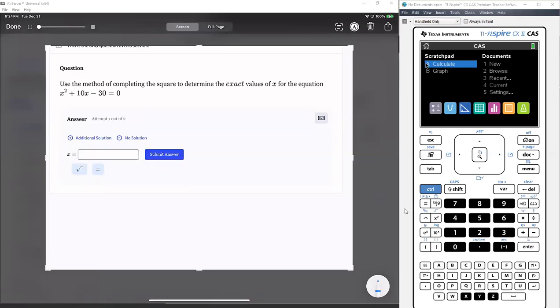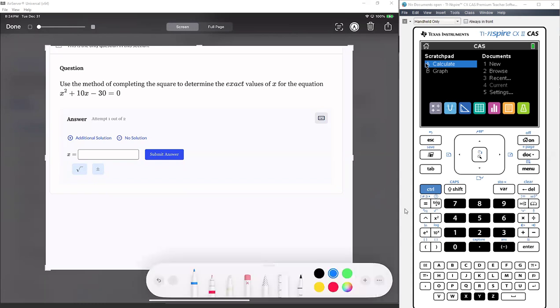Hey, this is another problem where we can use the quadratic formula. Now they are asking us to use completing the square to determine the exact values for x, but it's a quadratic. So we're going to use the quadratic formula, and instead of getting 2 points for this question, we'll get one. Later, I'm going to show you guys that if you want to try to get the other point, it's not that difficult. We're just going to work backwards from our solution to show it.